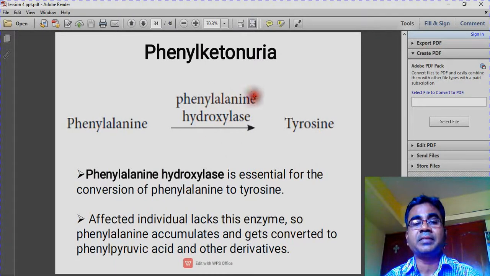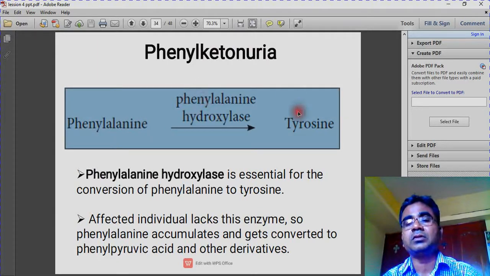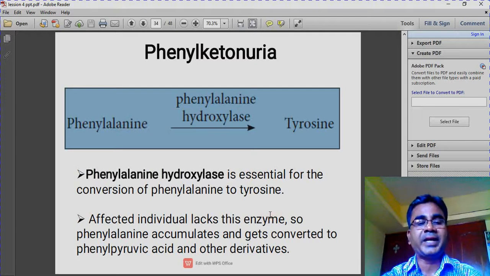So this enzyme is not there. The gene which produces this enzyme is mutated, so it cannot produce phenylalanine hydroxylase. If this enzyme is absent, then phenylalanine cannot be converted into tyrosine. As a result, phenylalanine will accumulate in the blood. Phenylalanine accumulates and gets converted into phenylpyruvic acid. So this is the disease.